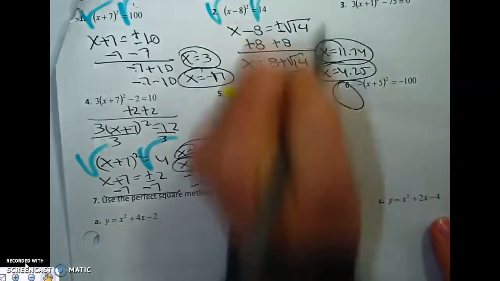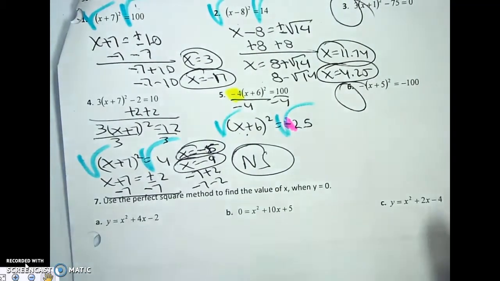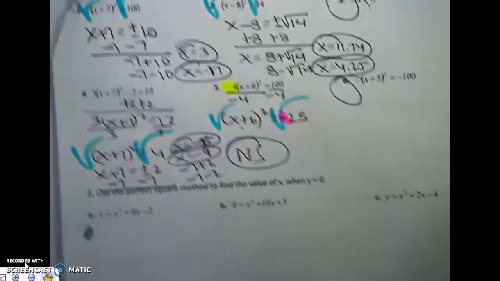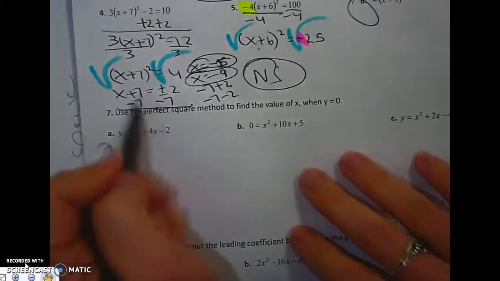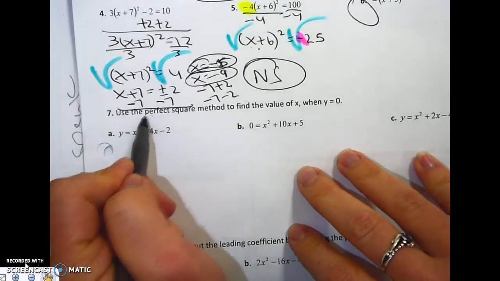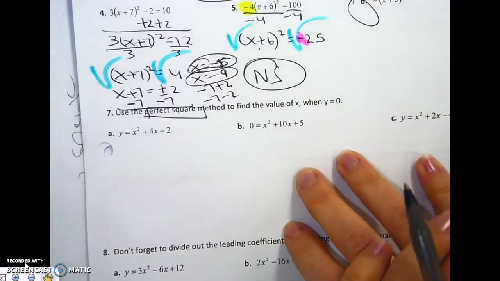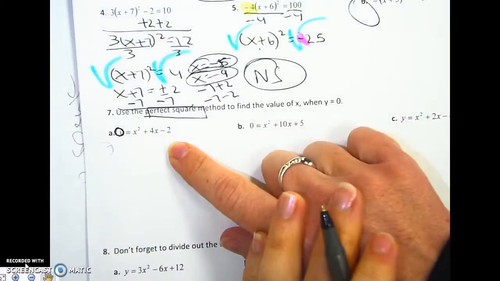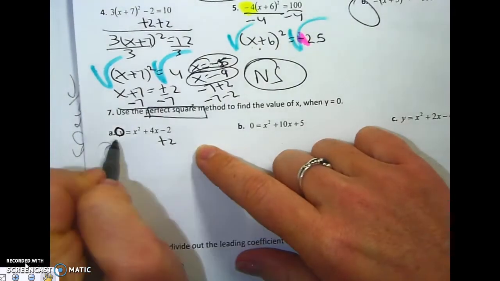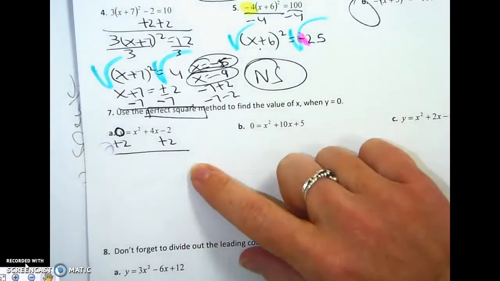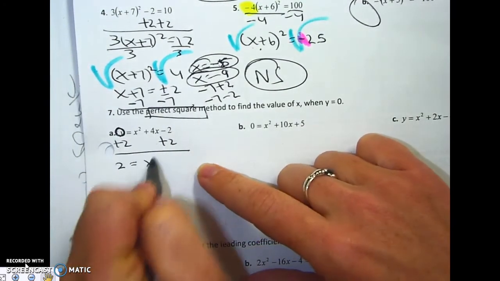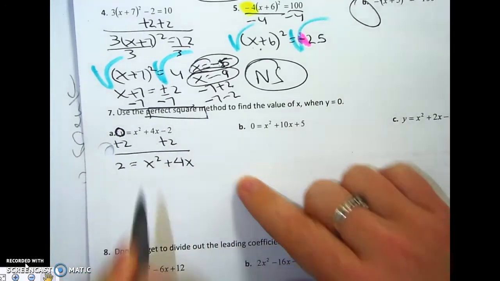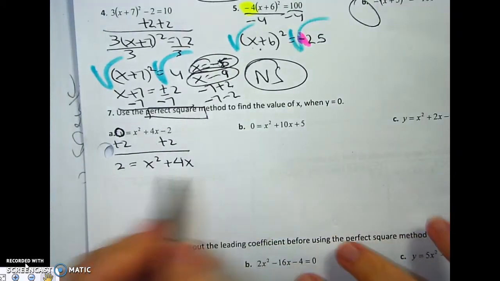Now, you still have to do 3 and 6. I'm just doing some of the problems, okay? All right. What they're asking you to do is use the completing of the square to get the answer. So the first thing I do is I set this equal to 0. I'm going to add 2 to both sides. And I get 2 equals x squared plus 4x. Now what they're telling me is I have to complete the square.